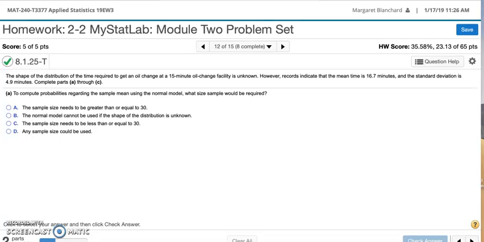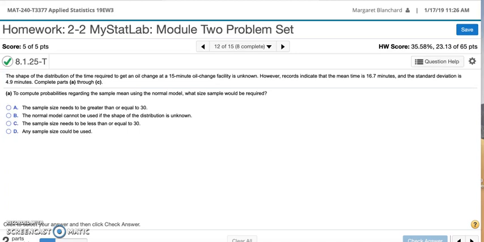Module 2, problem number 12. The shape of the distribution of the time required to get an oil change at a 15-minute oil change facility is unknown. However, records indicate the mean time is 16.7 minutes and the standard deviation is 4.9 minutes. Complete parts A through C.